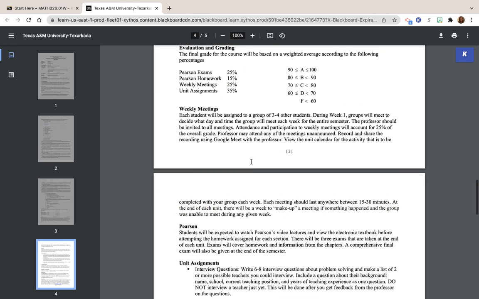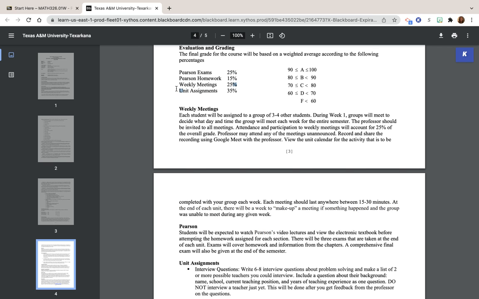The evaluation and grading. So Pearson accounts for 40% of your total average. We have exams, which are 25%, and Pearson homework, which is 15%. So the exams also include a final exam that counts as well with these other unit exams. And then weekly meetings and unit assignments count for 60% of your grade.